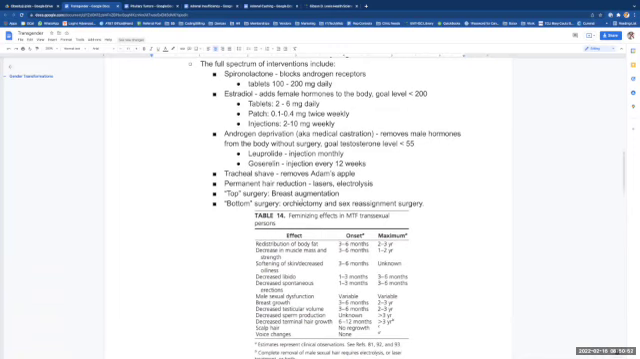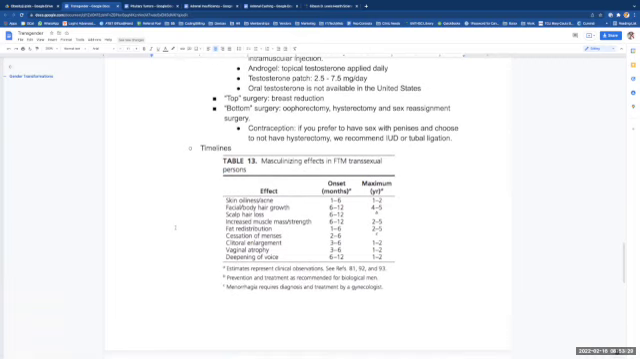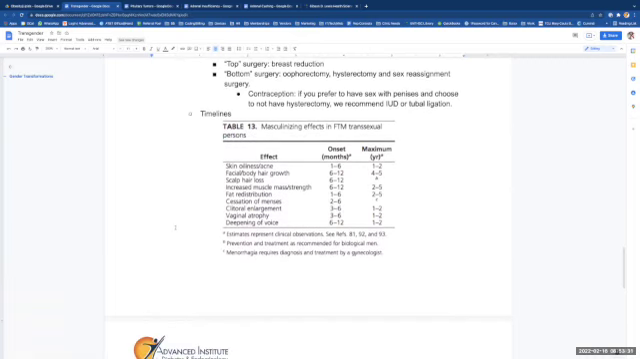This is a weekly subcutaneous or intramuscular injection, or androgel, a topical testosterone that's applied daily, a testosterone patch, which delivers 2.5 to 7.5 milligrams per day, and oral testosterone, which is newly available in the United States. Top surgery would involve mastectomy or reduction in the breast, and bottom surgery would involve oophorectomy, removal of the ovaries, hysterectomy, and sex reassignment.